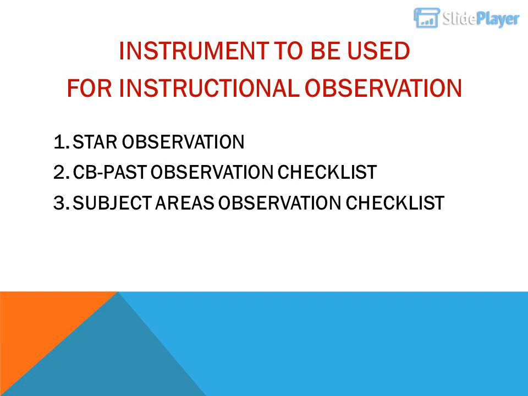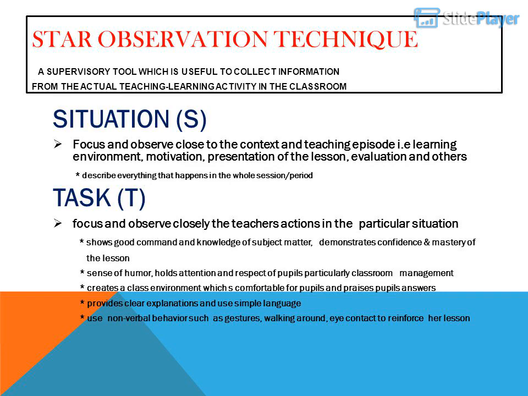Instrument to be used for instructional observation. Star observation. CB Passed observation checklist. Subject areas observation checklist. Star observation technique is a supervisory tool which is useful to collect information from the actual teaching-learning activity in the classroom.